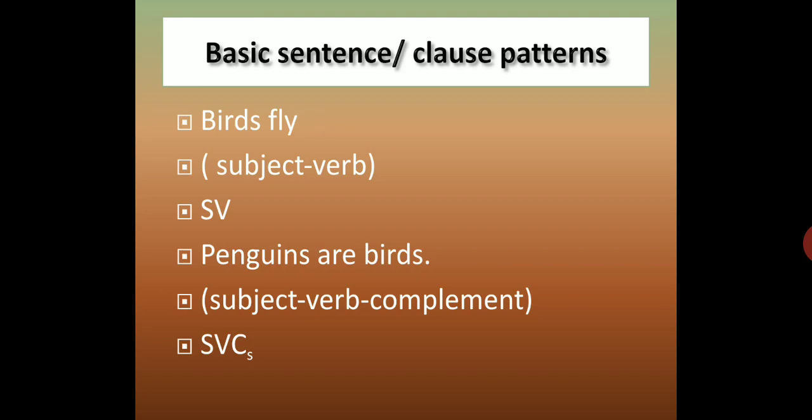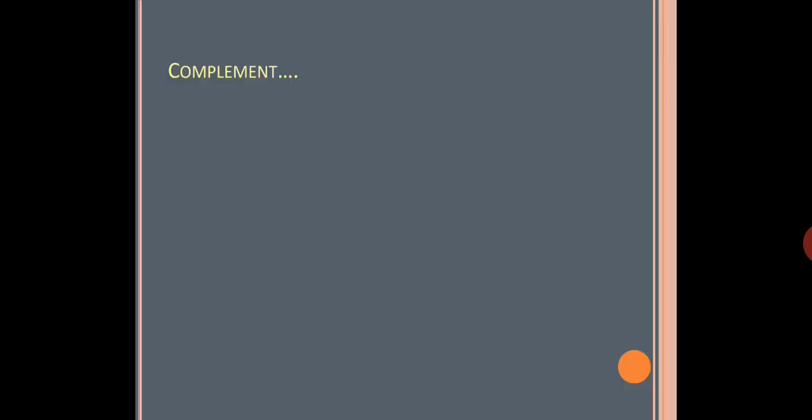In this case, penguins are birds. Birds is the complement that supports or adds information to penguins. So, when you are writing the structure of a sentence, you have to write this sentence structure. This sentence has the pattern SVC, and you put a subscript S and explain subject, verb and subject complement. So in the next slide, I can give you a little bit of explanation about what is a complement, because it is important to know what is a complement.